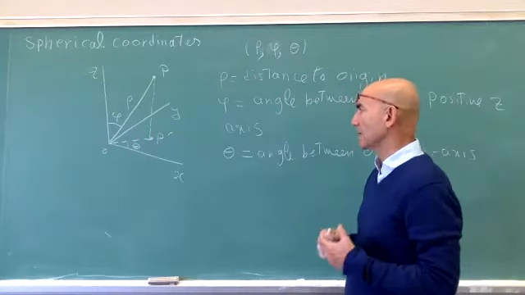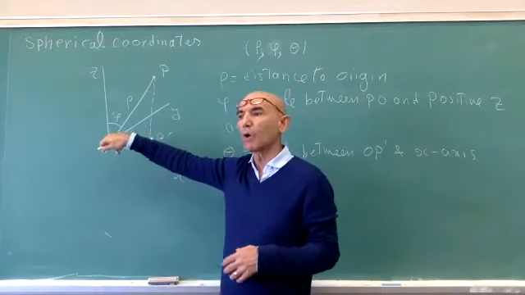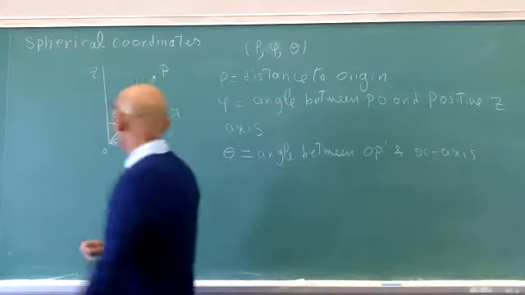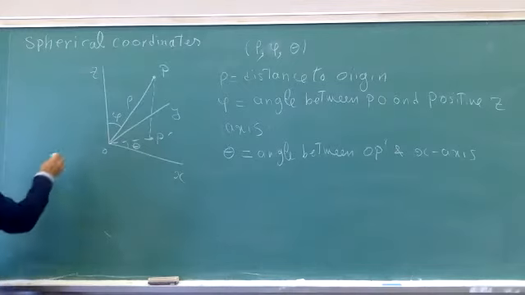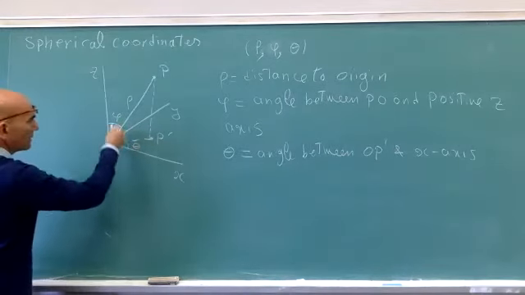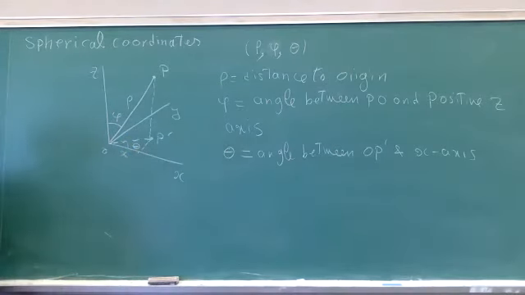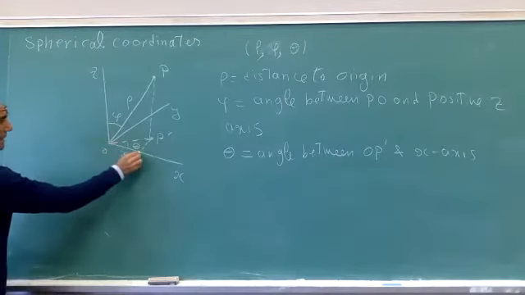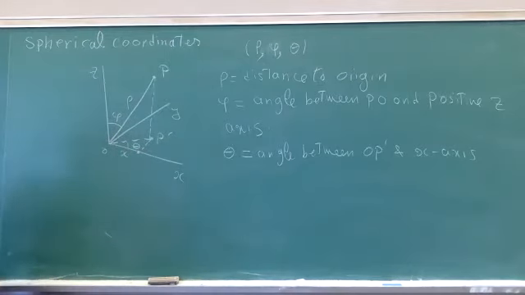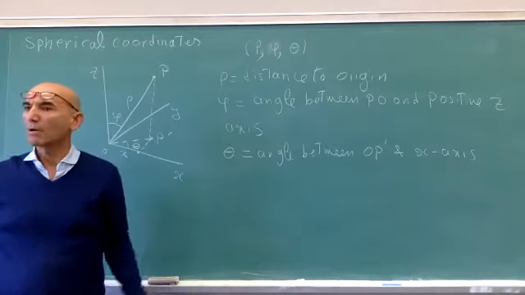But now the question is how we go from rho, theta, phi, knowing this is the definition, to x, y, z, and backwards. For example, let's start now. What is x? How can I find this coordinate x of the point P in terms of rho, phi, and theta as they are defined here?